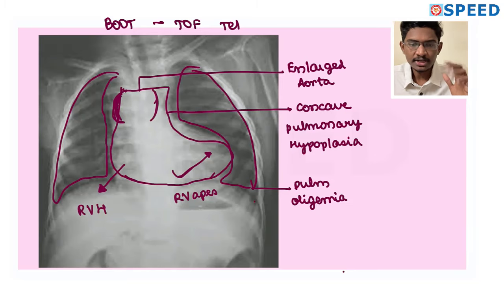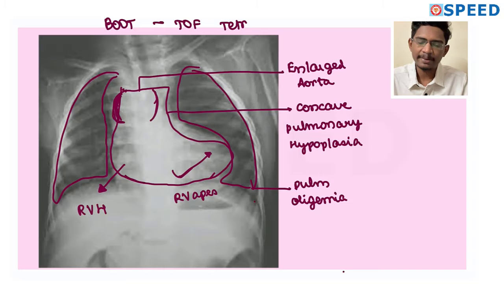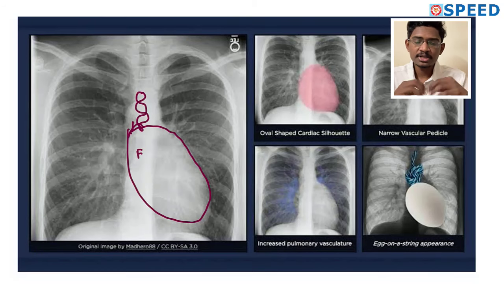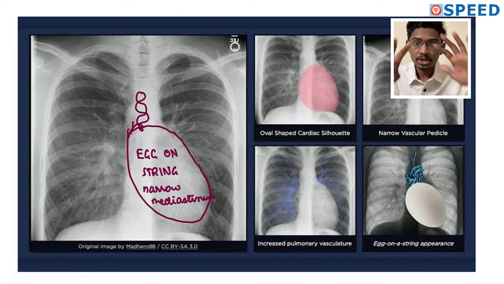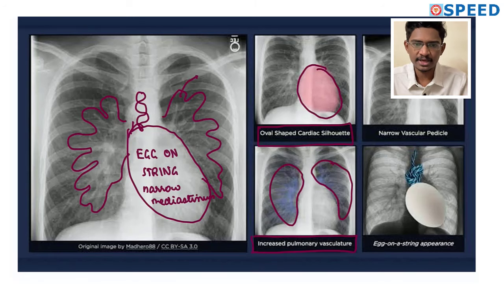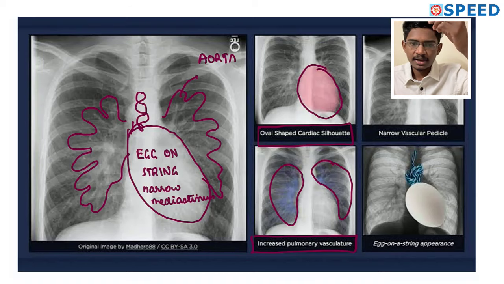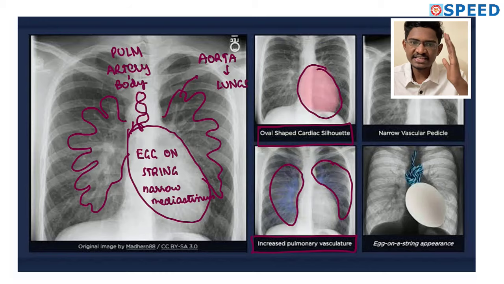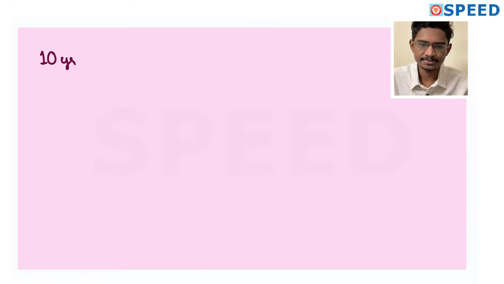Okay. Next, last, what is this? In TGA, in transposition of great vessels, what happens? From the right ventricle, the aorta comes, and the aorta will pump blood with vigorous energy. So pulmonary increased vascularity will be there. And also the vascular pedicle will be very thin, forming a string, and there is an egg on string appearance with pulmonary increased vasculature, common in TGA, transposition of great vessels.